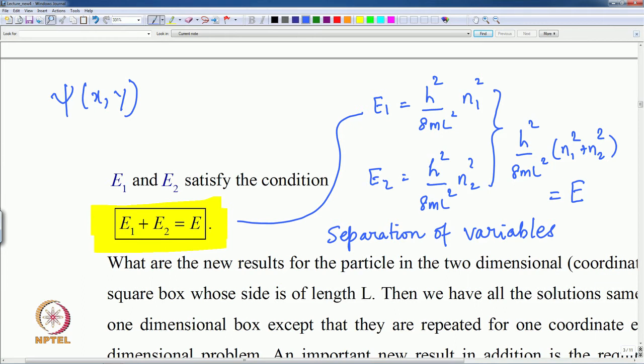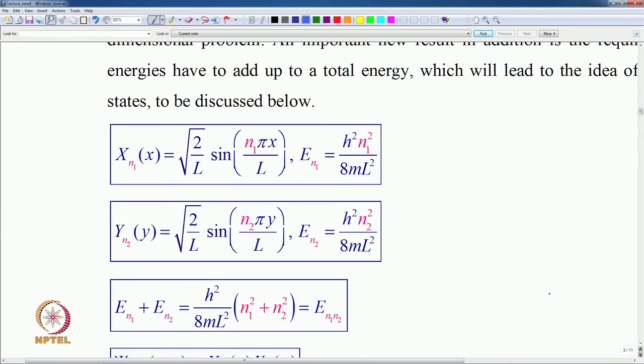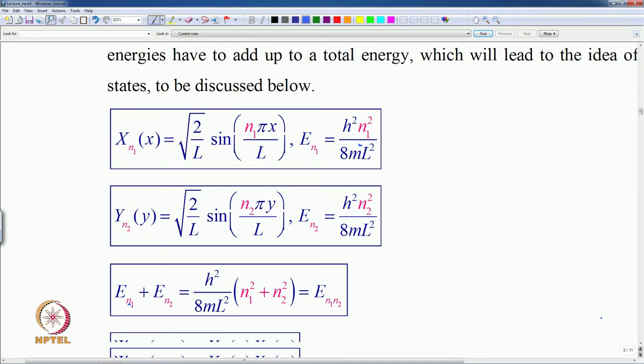Now, how do these functions look? Obviously, you have the solutions for the quantum number n1 in terms of the one-dimensional solution that you have seen in the previous lecture, root 2 by L sin n1 pi x by L, and the energy is given by n1 square, and likewise for the y with n2 square, with the constraint that the total energy E n1 plus E n2 is E n1 n2. You have seen that.